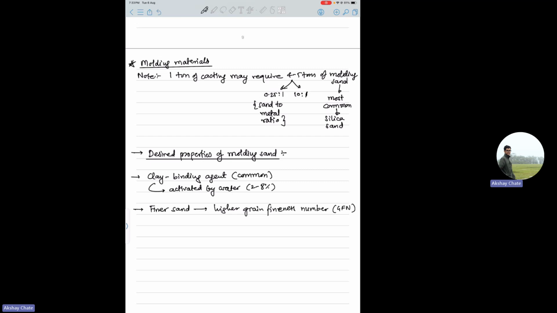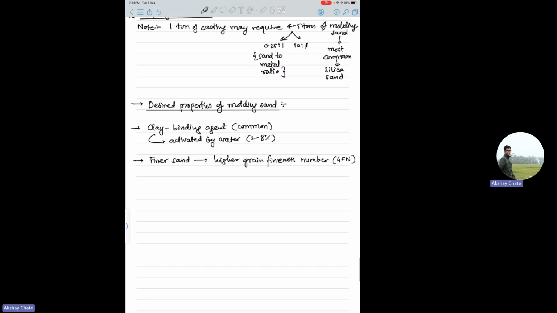Then the permeability test: basically you put the sand in a cylindrical or flow kind of passage, and depending on the pressure that you apply for the air to pass through it, you get one permeability number. And there is a permeability number formula. Sometimes they ask questions on this permeability number. This is given as V H by P A T. V is the volume of air.